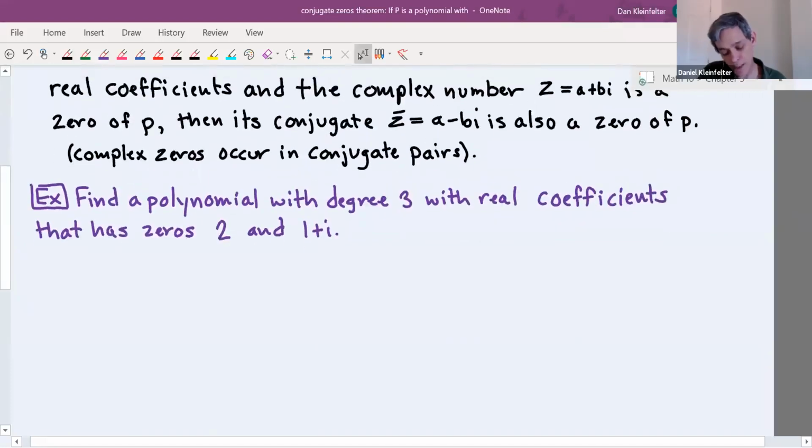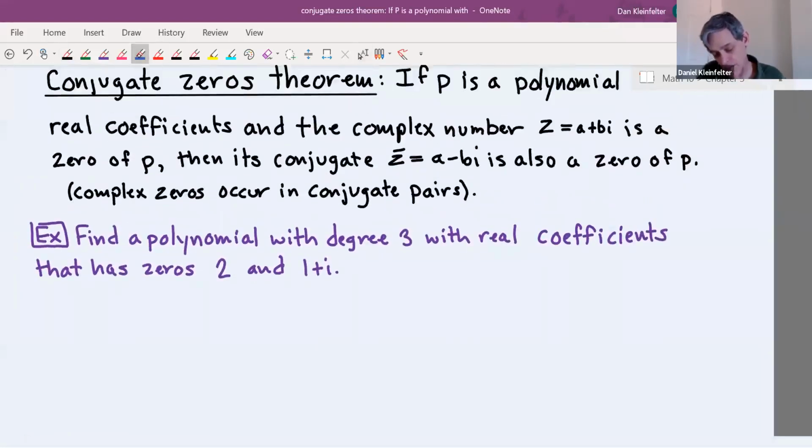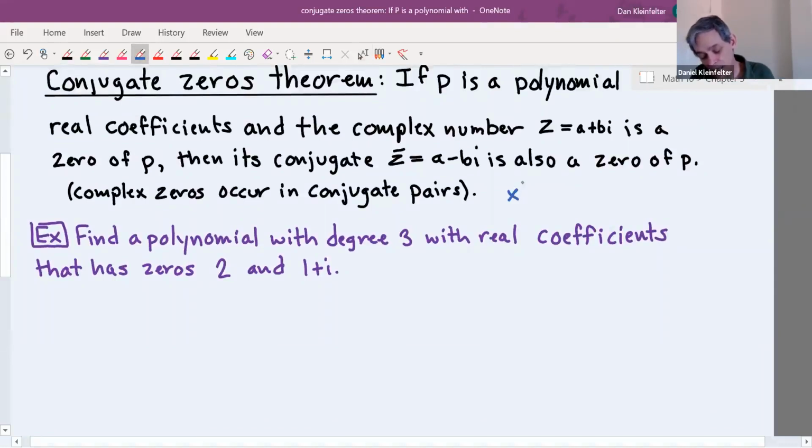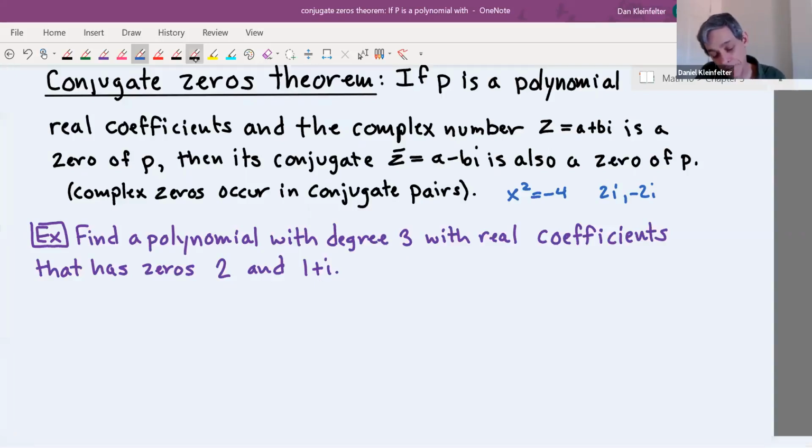All right, so just as a quick example of that, a nice easy example, the equation x squared equals -4 has two solutions, 2i and -2i. Okay, those are two complex conjugate solutions. All right, so let's say that we want to create a polynomial that has degree 3 and has real coefficients that has zeros of 2 and 1 plus i.